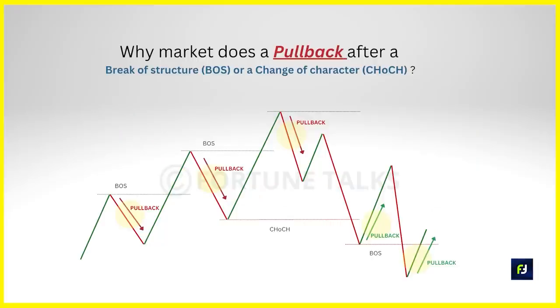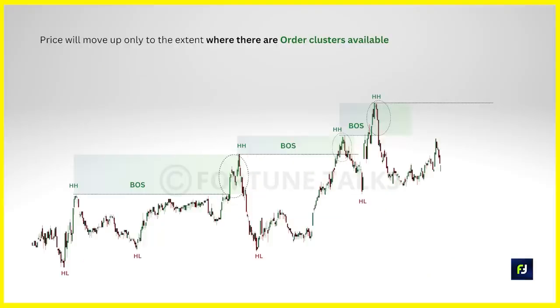But still, a question remains. Why doesn't the market just keep going in the direction of the breakout? Why does price stop and return back? Or why do prices form pullbacks? So if you have observed closely, once the price does a break of structure or a change of character, it does not move up or move down indefinitely.